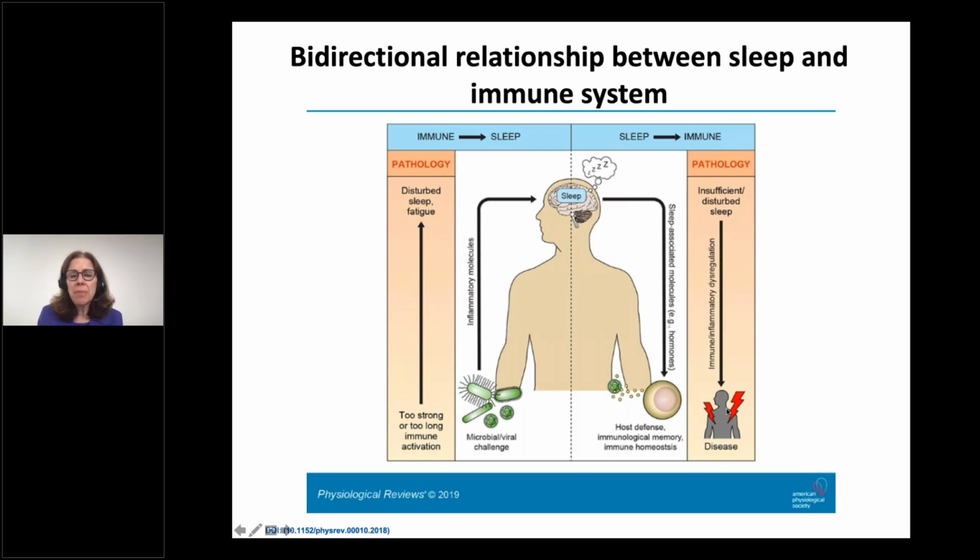Conversely, sleep is really important to mount a good immune response. As I mentioned earlier, if we don't sleep sufficiently, then we're not going to mount as good a challenge to an infectious process. So it can be a vicious cycle.